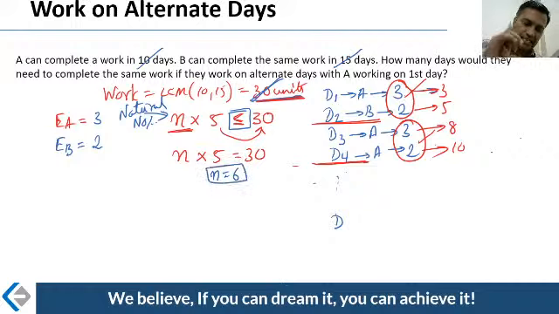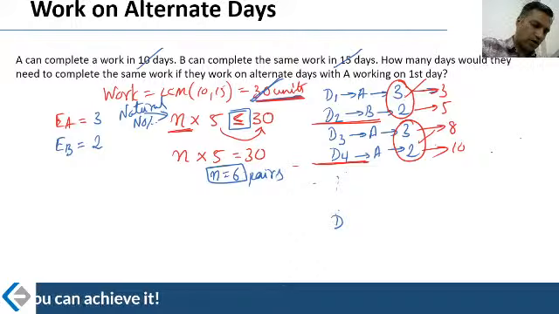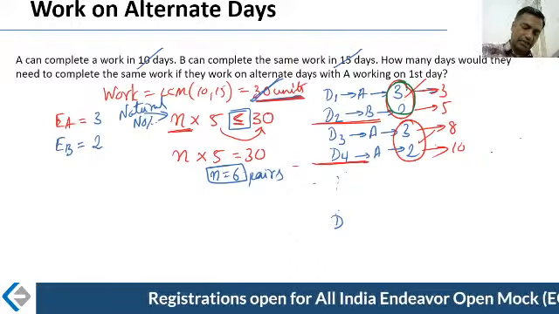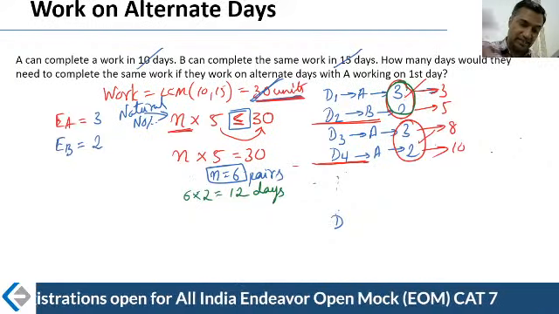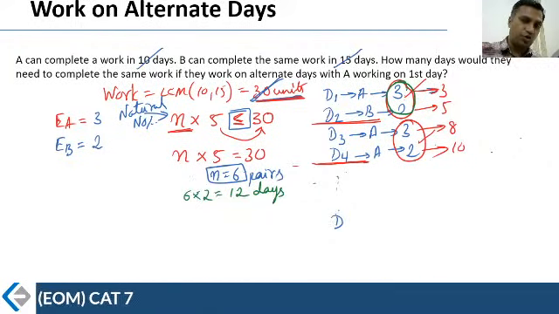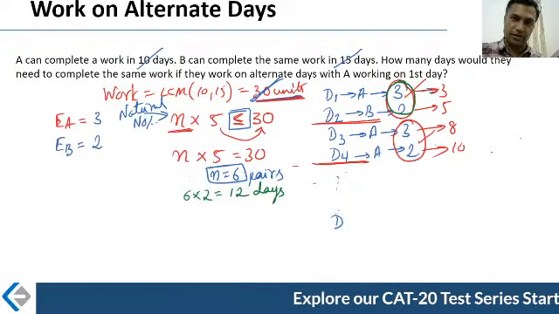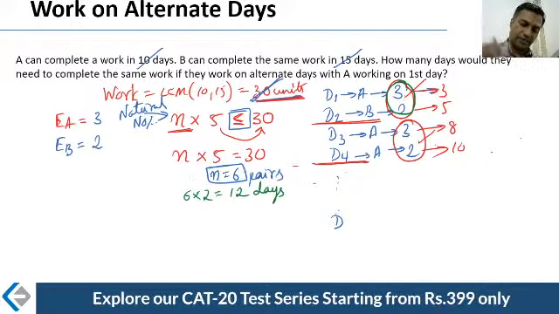What is this 6? 6 pairs. Remember, it is not 6 days. Why? Because this 5 units is the work accomplished in a pair of days, not in one day. Therefore, 6 pairs means 6 into 2. Technically, the work is done in 12 complete days, because it's not n days, it's n pairs of days. I said that, keep that in mind.